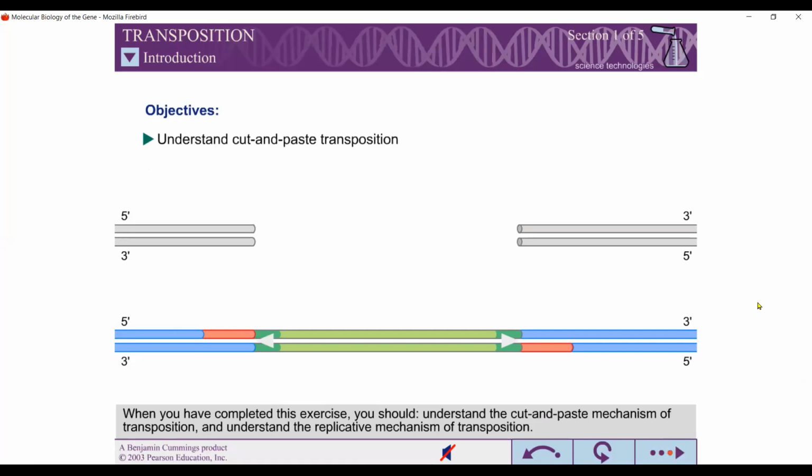The objective of this animation is to help you understand cut and paste transposition and replicative transposition. This is the original DNA, in which, as you can see, the green portion is a transposon. For all the animations that follow, the green portion is the transposon, the gray DNA is the donor DNA, and the blue DNA is the target DNA where this transposon will integrate itself.